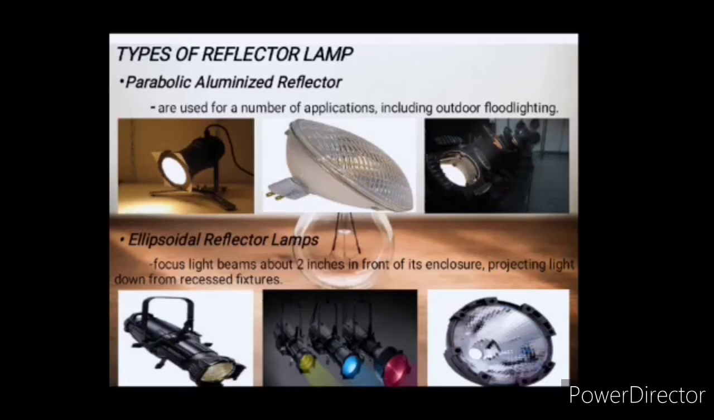And the second one is the ellipsoidal reflector lamps. The ellipsoidal reflector lamps focus light beams about 2 inches in front of its enclosure, projecting light down from recessed fixtures. So mao ni siyang example pictures nga commonly nga atong makita sa parabolic aluminized reflector o sa ellipsoidal reflector lamps, which is this is the type of reflector lamp.